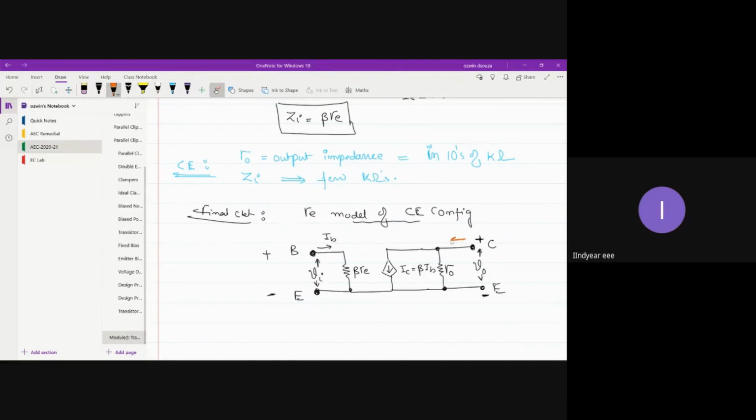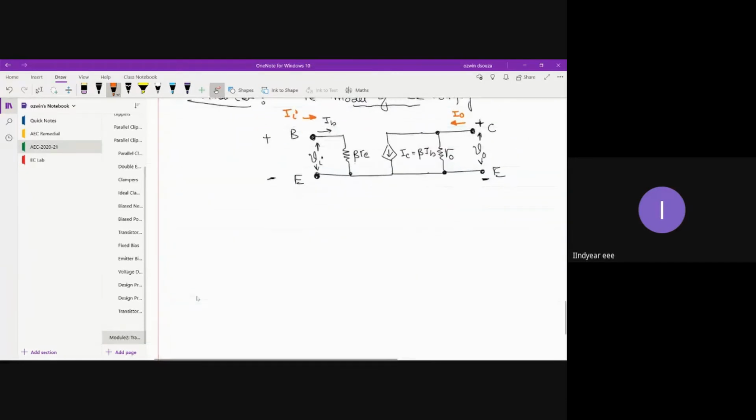And you can also mark the standard current directions. As per two-port network topology, we assume inward current directions. So I naught, and over here we would take the inward current direction II. This is how we take the current directions. All right, so this is about your RE model of common emitter configuration.